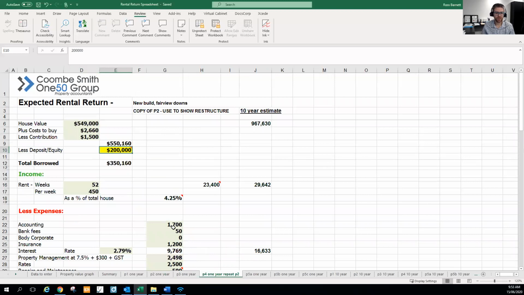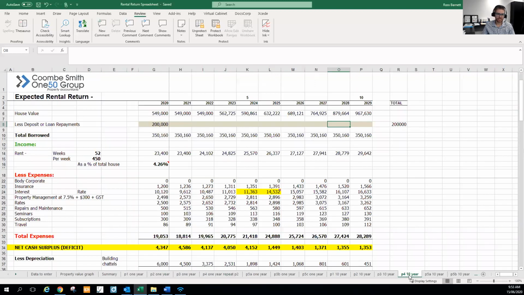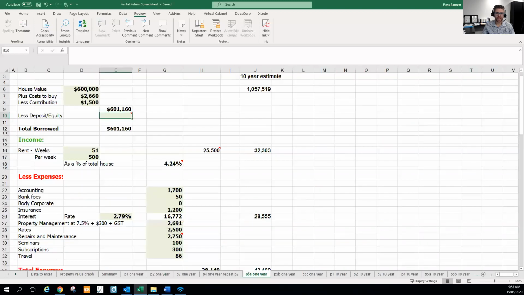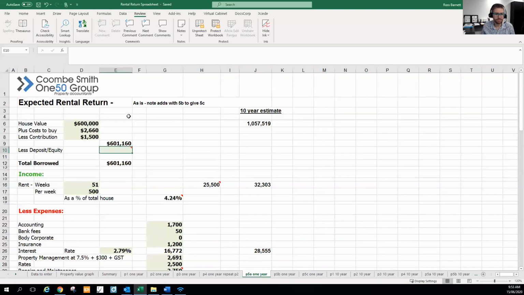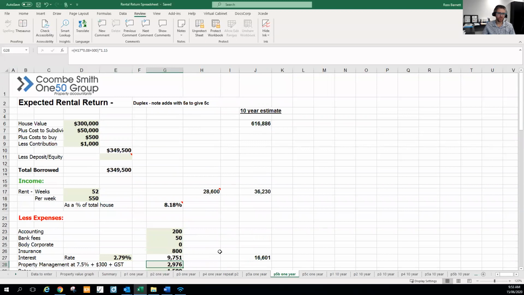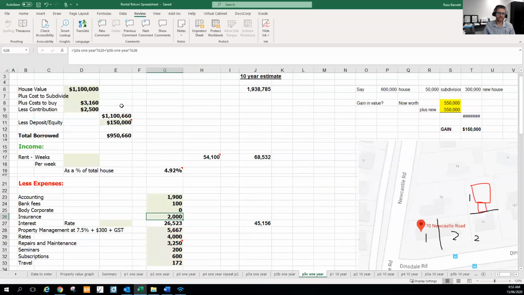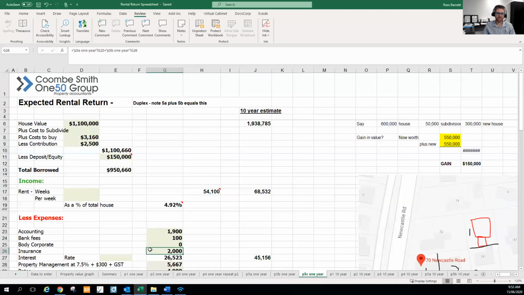It's really good if you're going to change one figure or one thing, as you can see what will happen with it. Again, you could look at P4 10 year and see what's going to happen. The last one is P5A. If you're buying a property, that's the property, and then you're going to add, say, a minor dwelling or duplex or a house on the back, then 5B is that, and 5C is the two added together. It gives you what they would be worth, and again, you can use the 10-year ones.